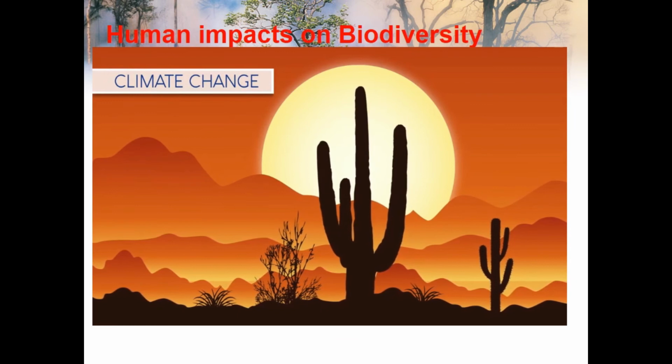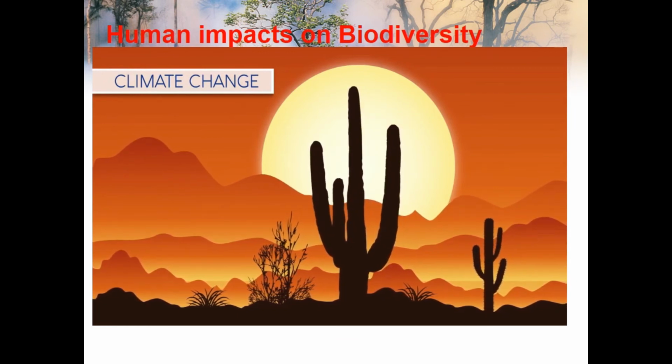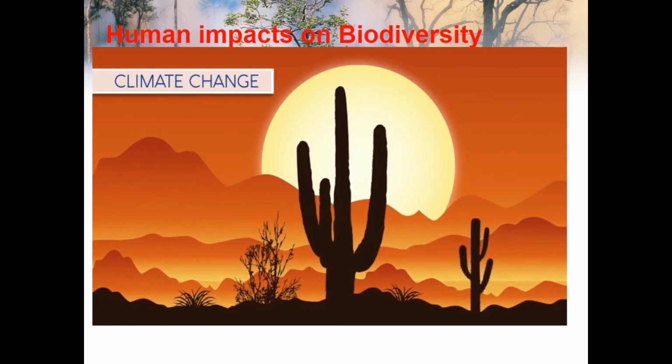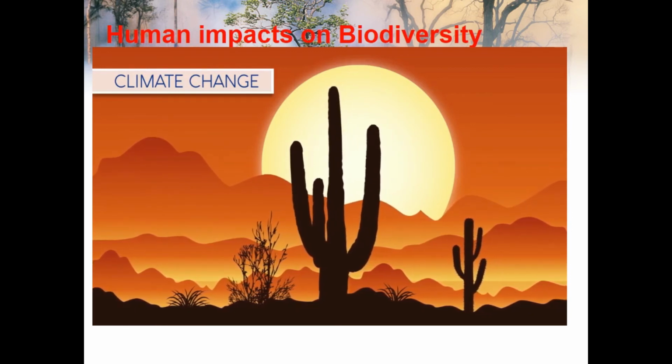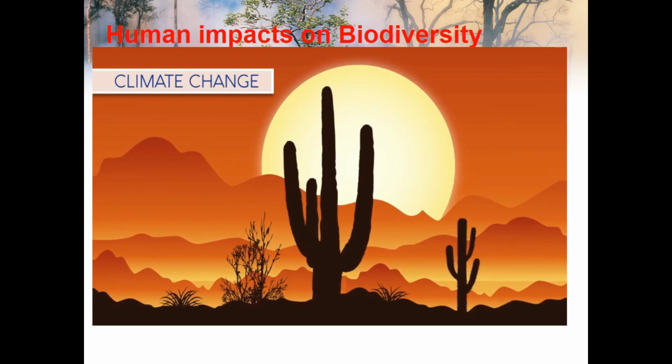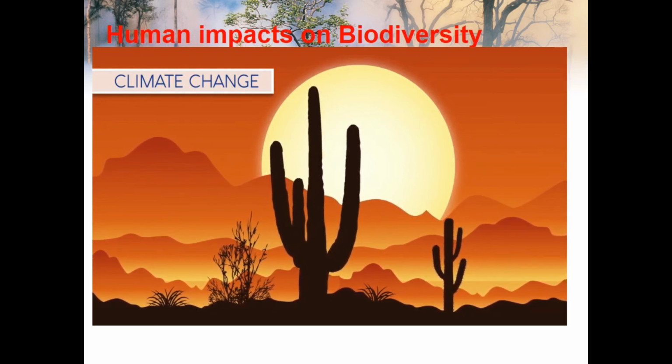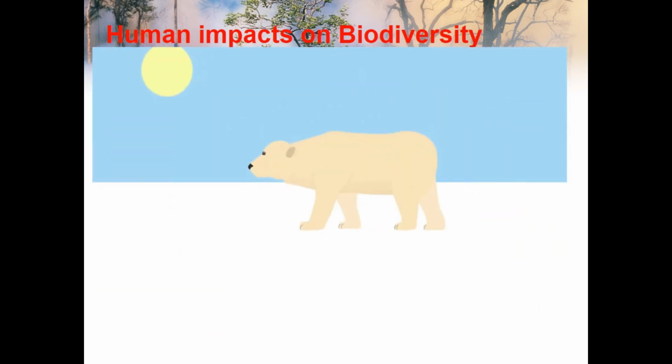Throughout the Earth's history, there have been periods of rapid climate change that have led to mass extinction events. We are currently in a period of fluctuating climate, but nearly all scientists agree that human activities like burning fossil fuels are speeding up global warming. We don't know how much climate change is going to affect biodiversity in the future, but it is predicted to be huge.